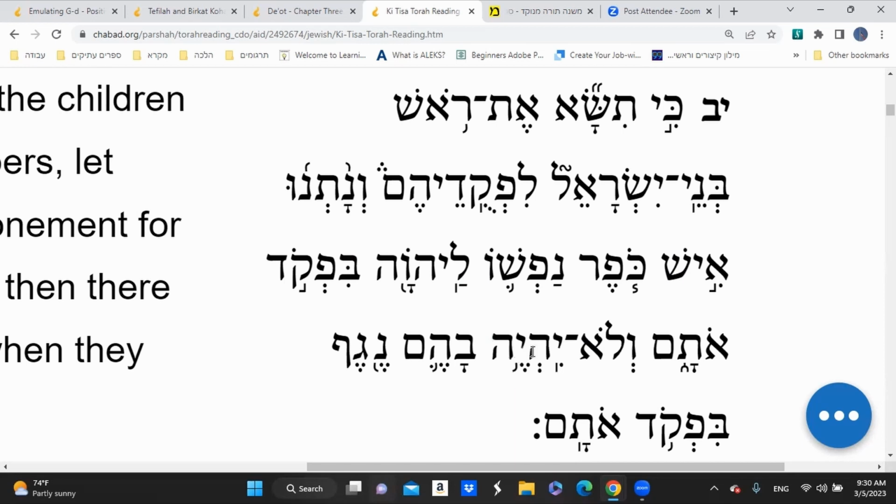You accent this one because there's a method. This up and down line lets you know which syllable to accent.